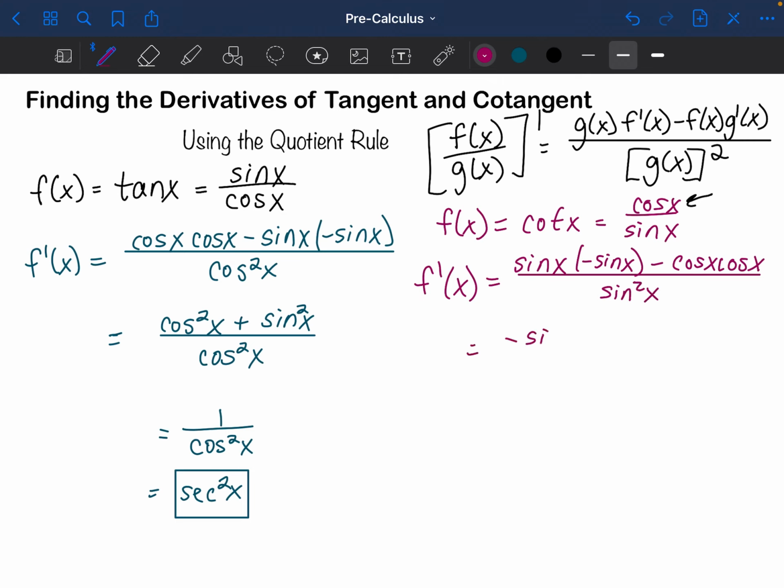Simplifying, we get negative sine squared x minus cosine squared x.